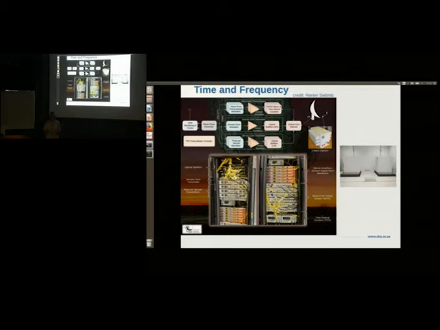There's also a timing master controller, and the timing master controller is in charge of calculating KTT, which is the Karoo array telescope timing. Karoo telescope time.